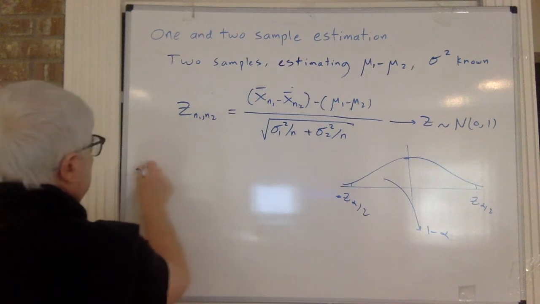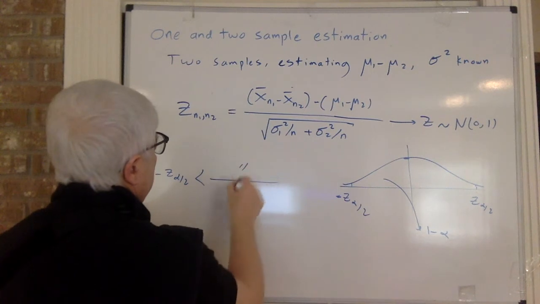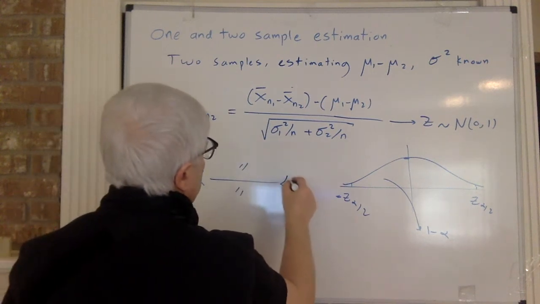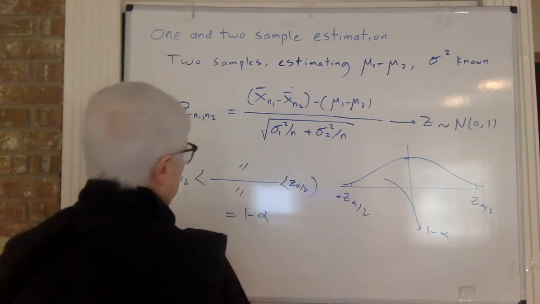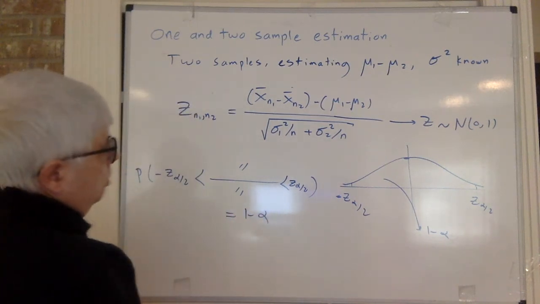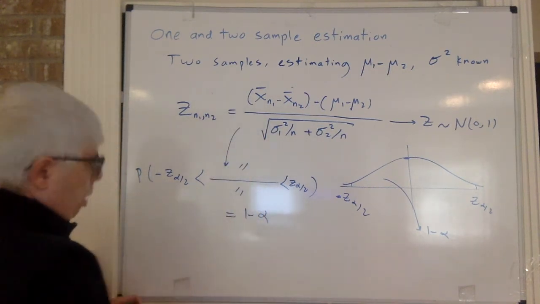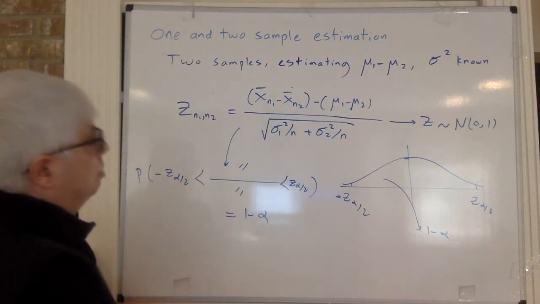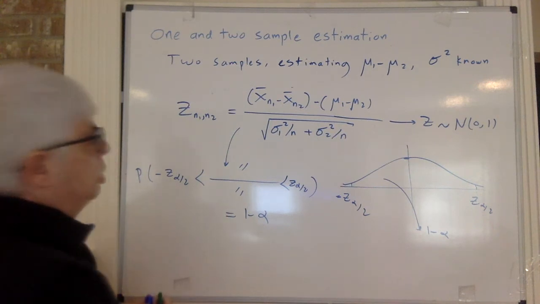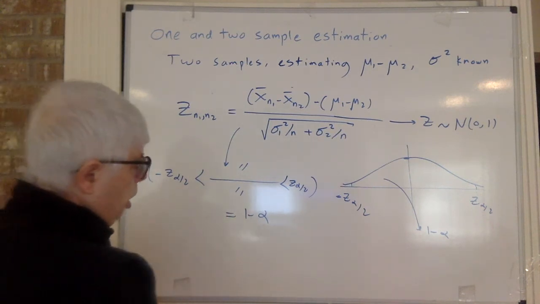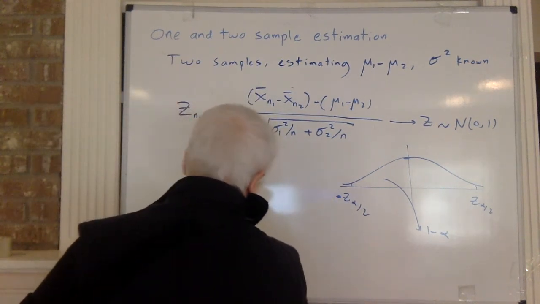So the probability that minus z alpha over 2 is less than this quantity, and less than z alpha over 2, is 1 minus alpha. Now again, I solve for mu1 minus mu2, which is what I'm estimating. After some algebraic manipulations, the end result is this.